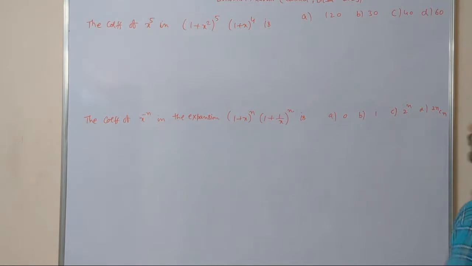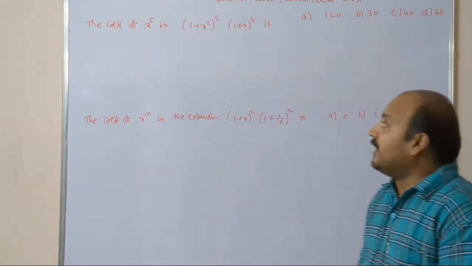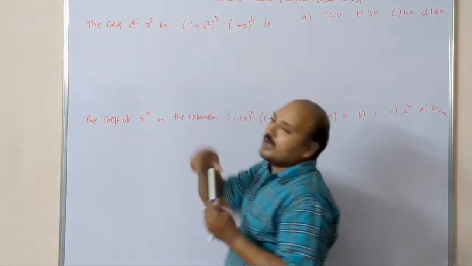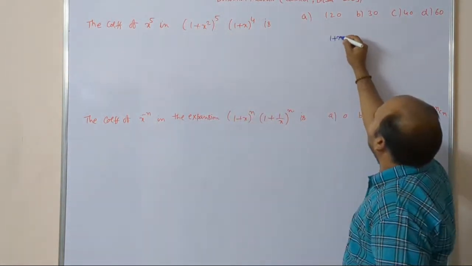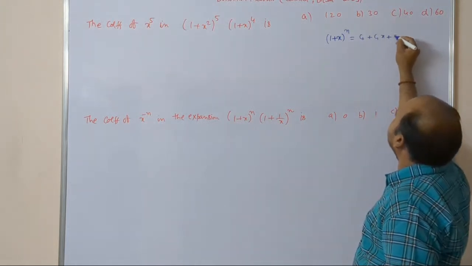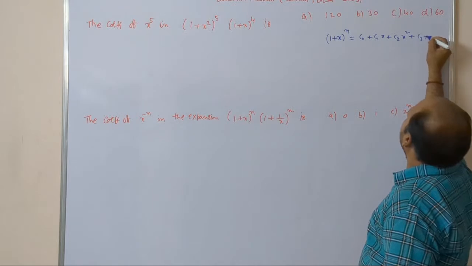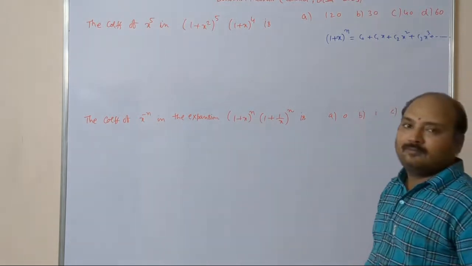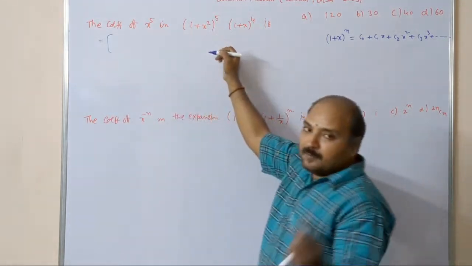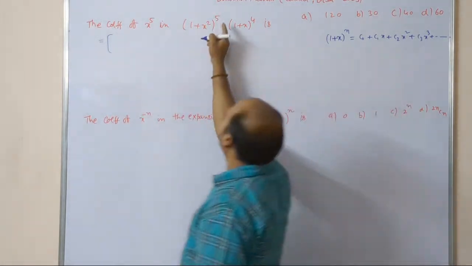How to do? The coefficient of x power 5 in the expansion, it is looking like (1 plus x) whole power n only. Now keep in mind, (1 plus x) whole power n equals nC0 plus nC1 x plus nC2 x square plus nC3 x cube and so on. The same thing I am writing. First expansion I am writing, in place of x, x square is there. So n is equal to 5 here.